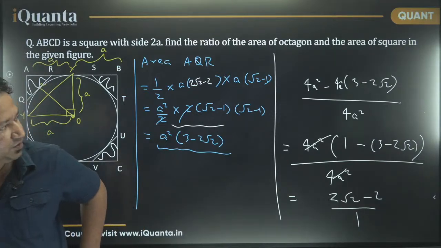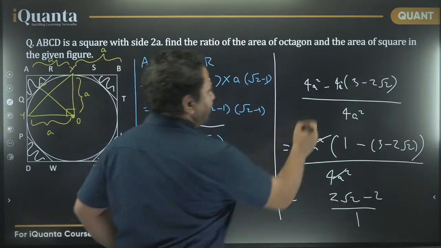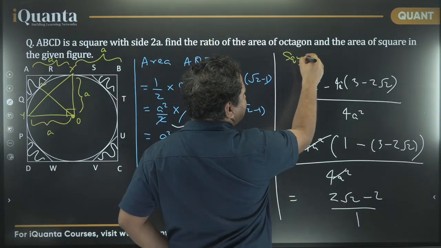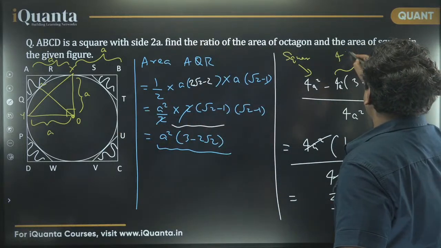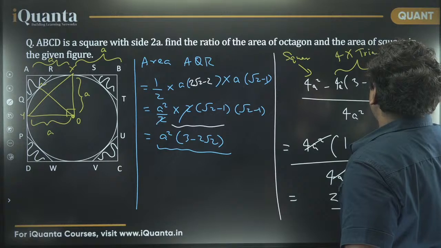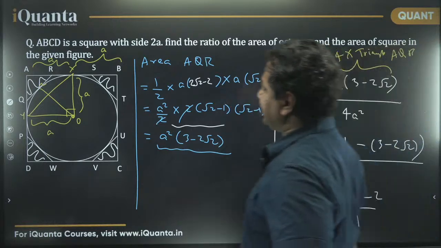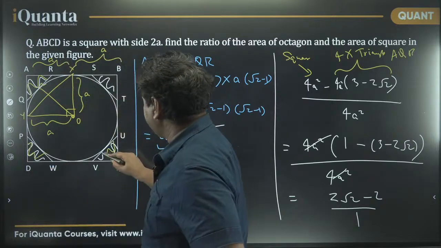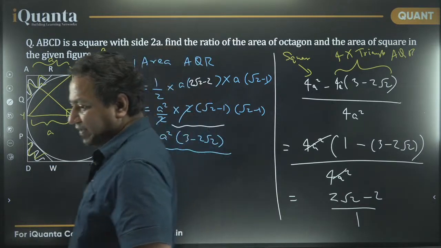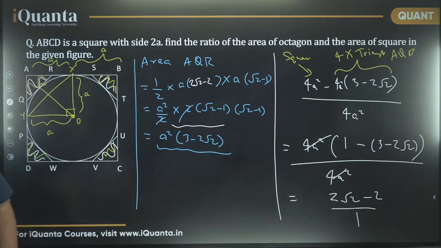Sushant, numerator part of ratio? Yeah, of course, Sushant. See, this thing is square. Okay, this square ABCD, and this is 4 times the triangle AQR. Why did I take 4 times? Because I need to cancel this triangle 4 times: AQR, PDW, UCB and SBT. That's the reason. Sushant, is that clear now? Perfect. Let's go to the next question.